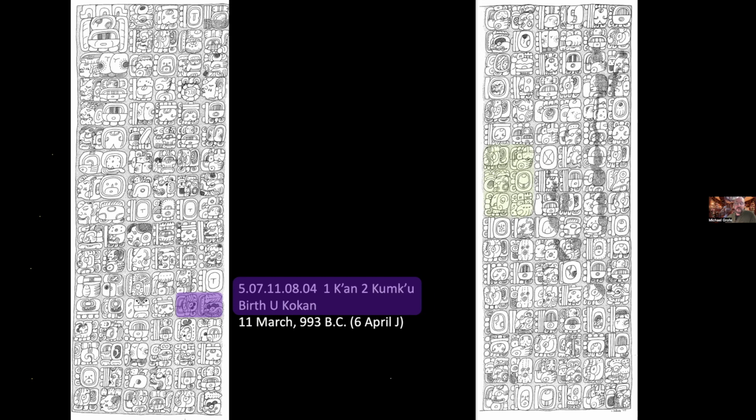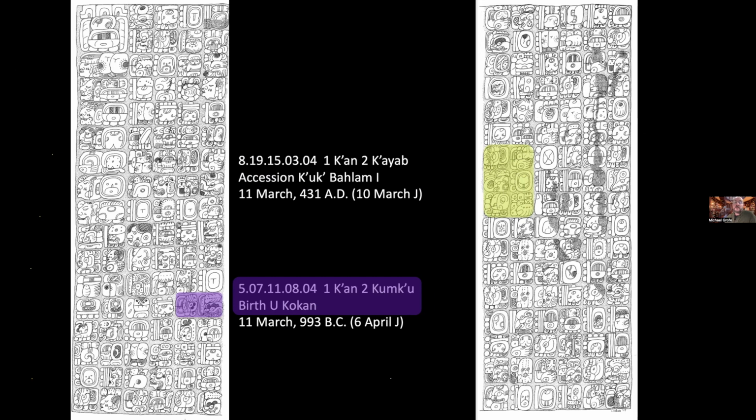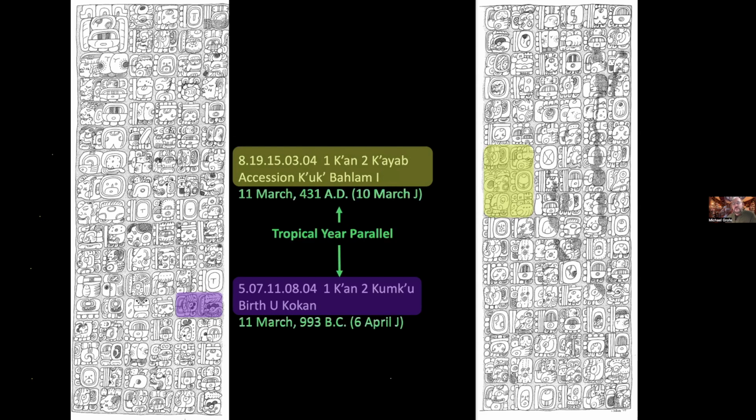But if we then look at the east panel and we look at the birth date of K'uk Bahlam, who is, this is now the accession date, my apologies, the accession date of K'uk Bahlam, 1 Kan to Kayab. What I noticed is that there's a tropical year parallel here. And Ludendorff did not know these because he miscalculated these particular dates in his lineup. So he gives us erroneous dates for these births. But we can now see that he was onto something in that he was finding tropical year parallels elsewhere in the text.